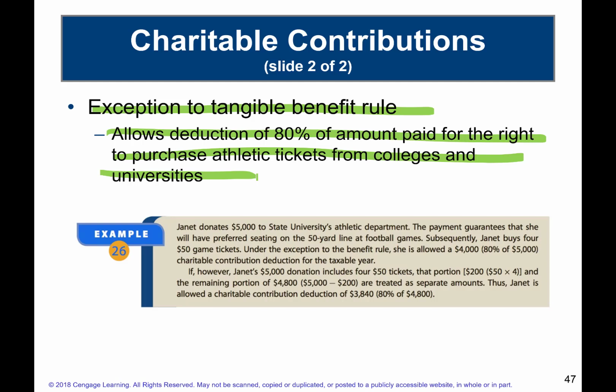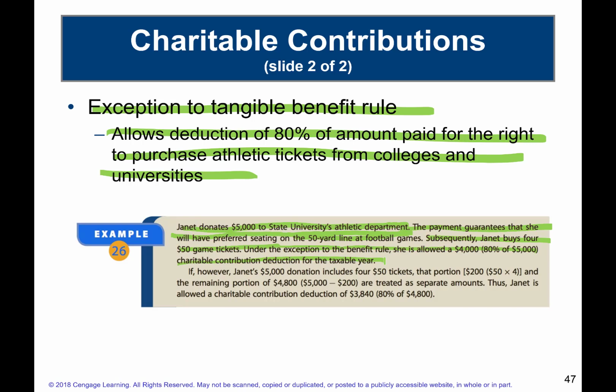So let's just look at this. Janet donates $5,000, and the payment guarantees that she will have preferred seating, 50-yard line for football games. Subsequently, Janet buys four $50 game tickets. Under the exception of benefit rules, she is only allowed what? A $4,000 deduction. That's the 5,000 times the what? 80% limitation, because that gave her the right to buy the tickets.